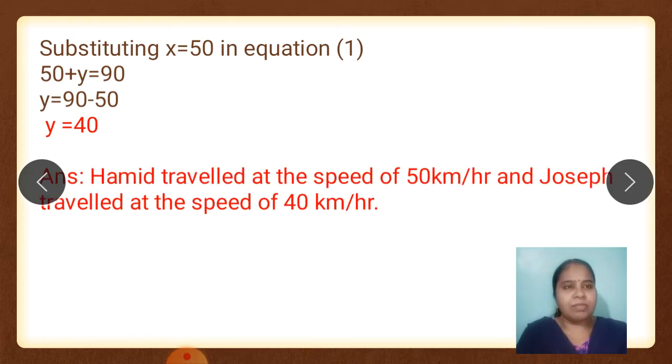I hope this sum is clear to you. Now x is also known, y is also known. Final answer: Hamid travels at a speed of, what was the value of x? 50. So we will write Hamid travels at a speed of 50 km per hour and Joseph travels at the speed of 40 km per hour.